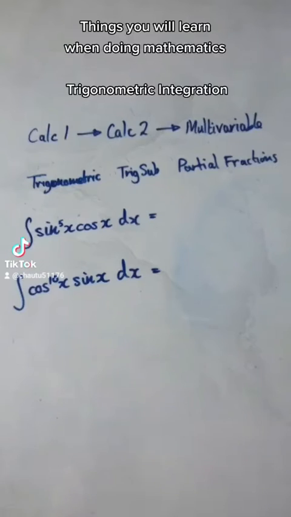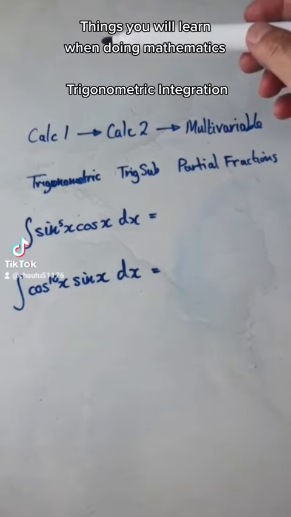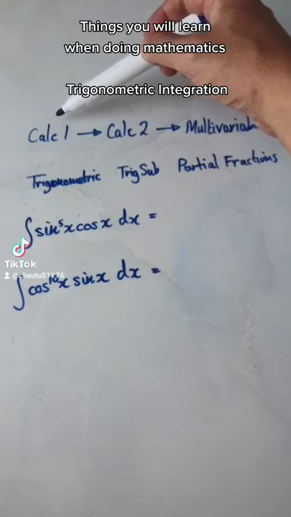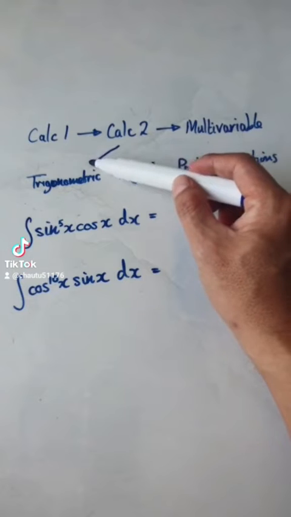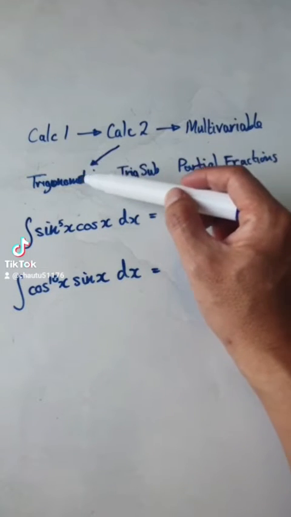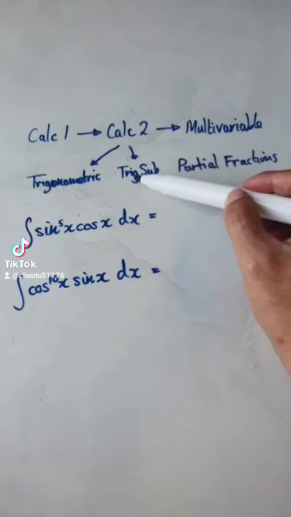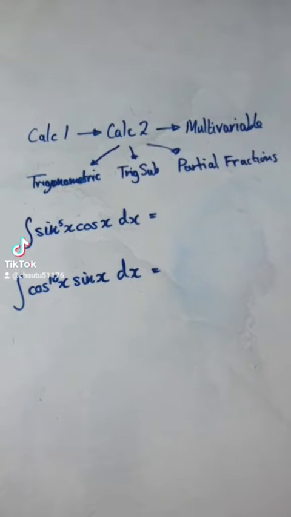Things you will learn when doing mathematics. Trigonometric integration. As you continue on your mathematical journey, in Calculus 1, you will do a lot of differentiation. In Calculus 2, you will need to do a lot of integration. So there are lots of different types of integration. There's trigonometric integration, trig substitution, partial fractions, and some others.